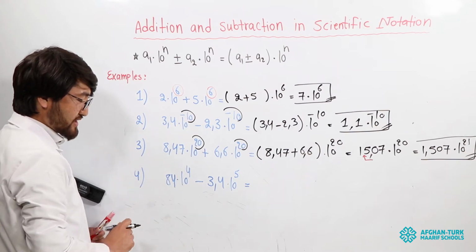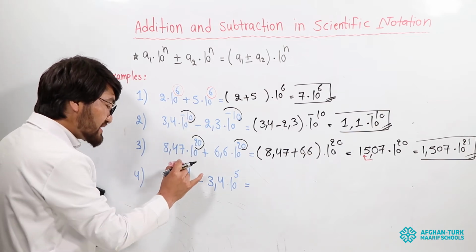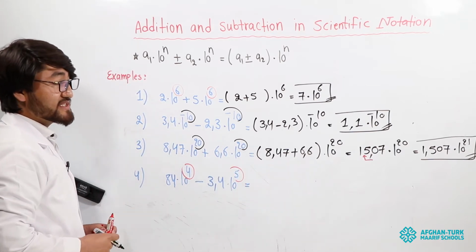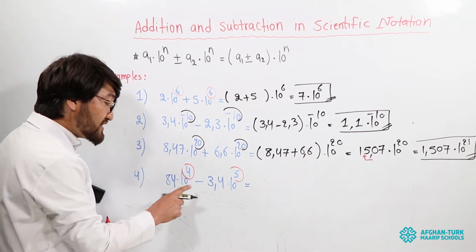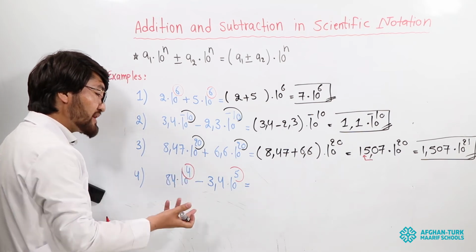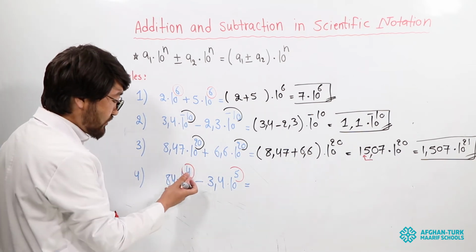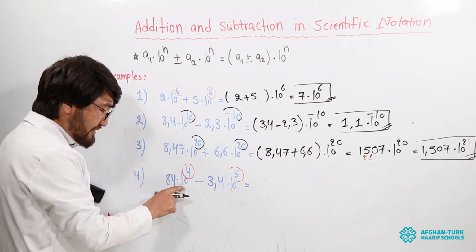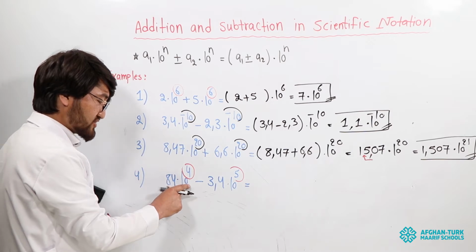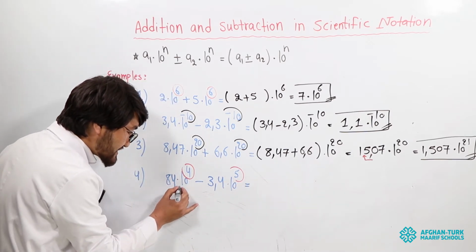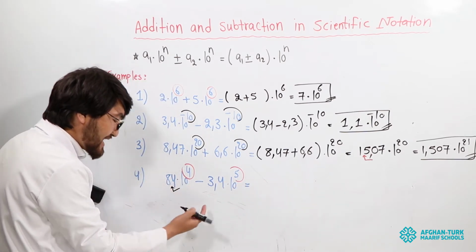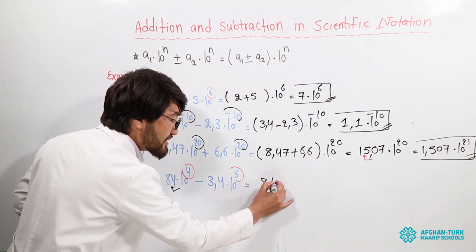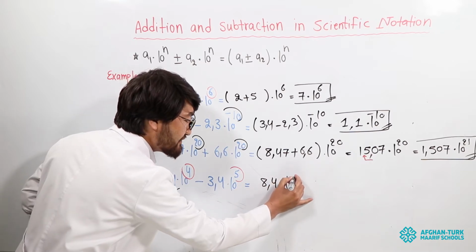Question number 4. I will solve this question. You see that the exponent is not equal. How do we solve these questions, my students? First of all, we make the exponents equal. Now I will change this number to scientific notation. Here is the decimal point. I move the decimal point to the left, and here we have 8.4 times 10 to the power of 5.